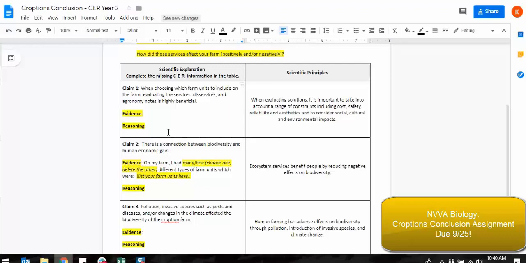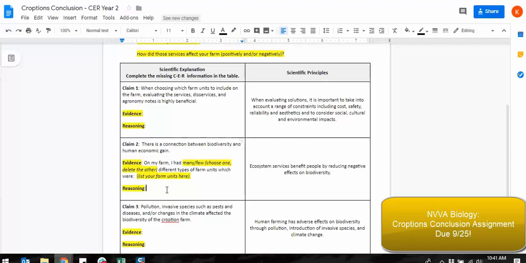Second claim, what's the connection? This is where you really need to show me that the biodiversity on your farm links to your human economic gain. When I say human economic gain, you guys, I'm talking about profits. That's money. Is that linking? Okay, there is a connection. I want you to explain that connection. We prompted you for the evidence, so all you have to do is choose one of the phrases. Anything highlighted in yellow, you're choosing one, deleting the other. In this case, listing what units you used.